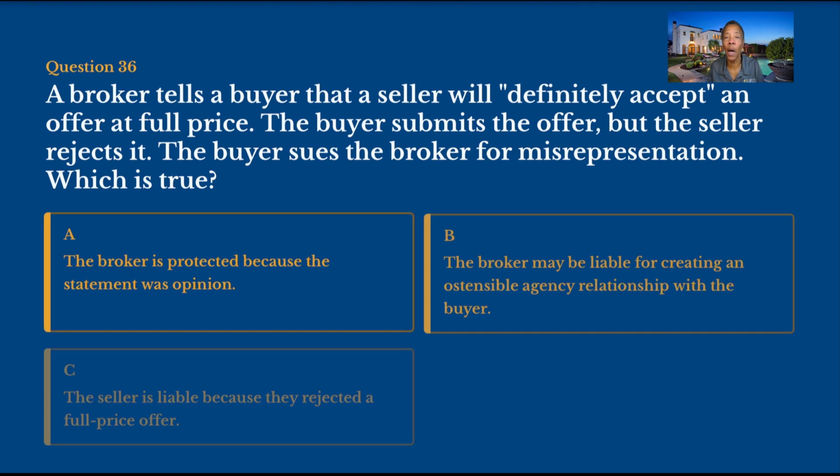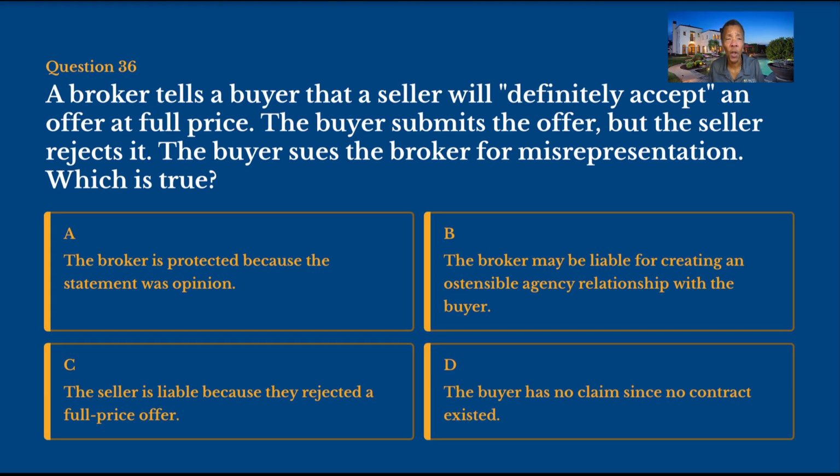36. A broker tells a buyer that a seller will definitely accept an offer at full price. The buyer submits the offer, but the seller rejects it. The buyer sues the broker for misrepresentation, which is true. A, the broker is protected because the statement was opinion. B, the broker may be liable for creating an ostensible agency relationship with the buyer. C, the seller is liable because they rejected a full price offer. And D, the buyer has no claim since no contract existed.